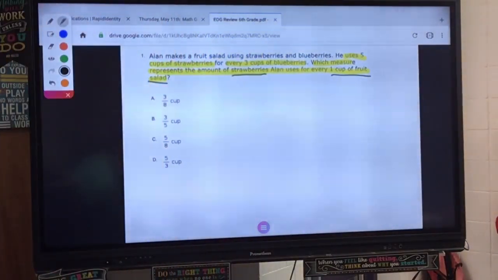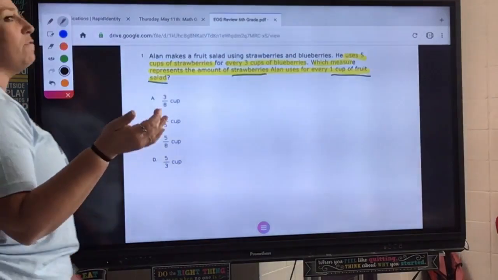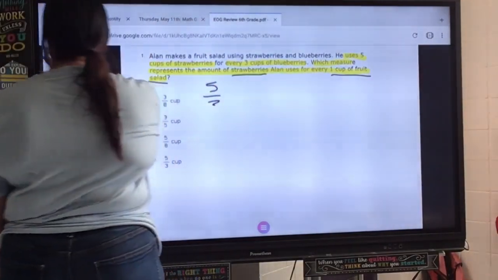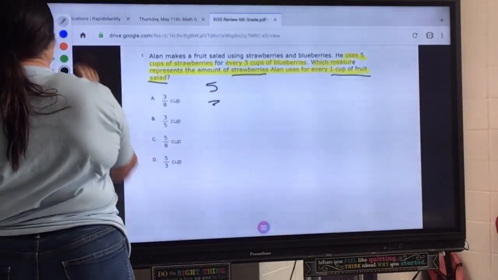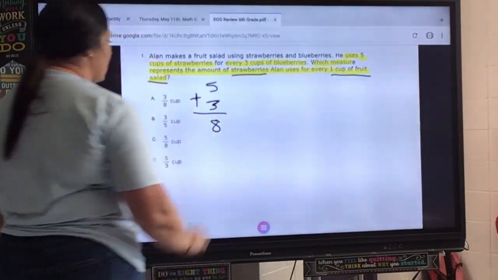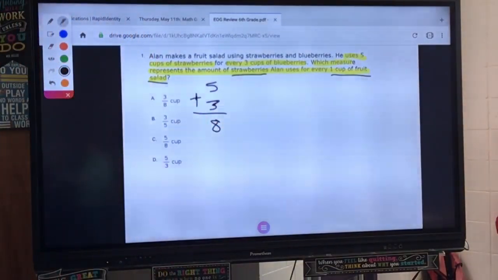So does that mean that we are going to have 3 or 5, or are we looking for everything? We're looking for everything, so what do we have to do if we're looking for everything with the 3 and the 5? We have to add them. Which gives us 8.